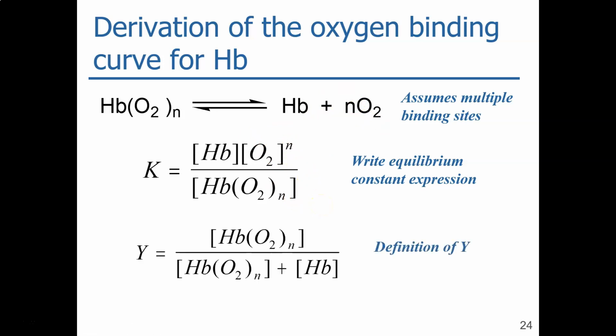So I'm going to write the definition of Y now for hemoglobin. Remember, the saturation Y was oxygen binding sites divided by total sites. So HbO2 to the N, that's oxygen bound, and just hemoglobin is oxygen not bound, but that's the total sites in the denominator, and then hemoglobin with oxygen bound is in the numerator.